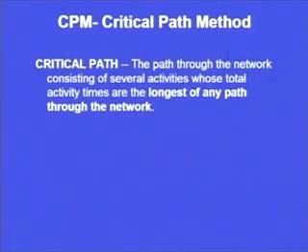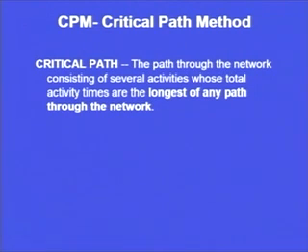Now we need to understand, in the critical path method, what is a critical path? I think by now all of you might have got an idea of what CPM is, what PERT is, and how these two are different. We will see this with the help of an example also. So the critical path is the path through the network, consisting of several activities, whose total activity time is the longest of any path through the network.